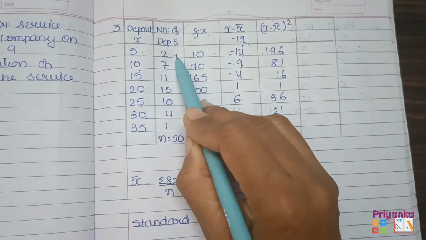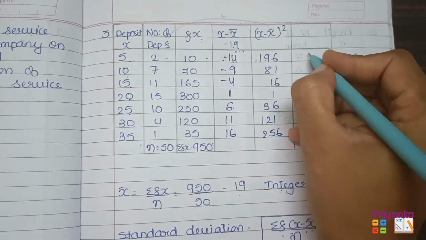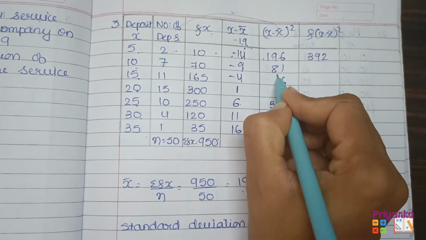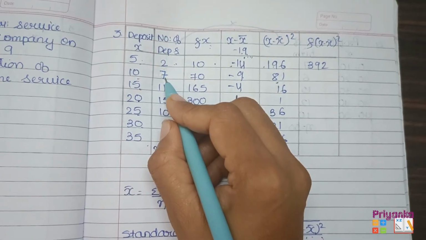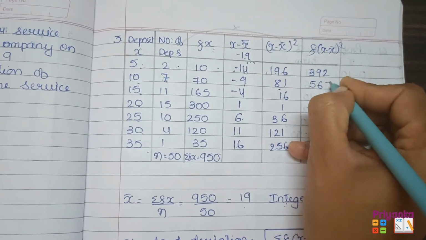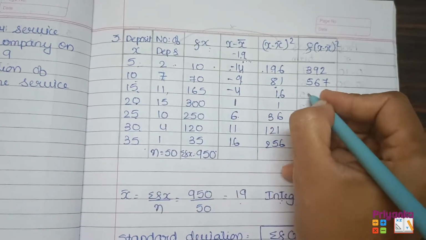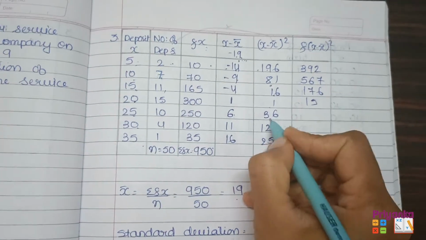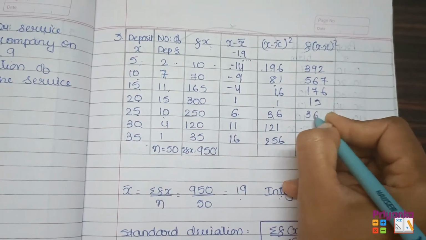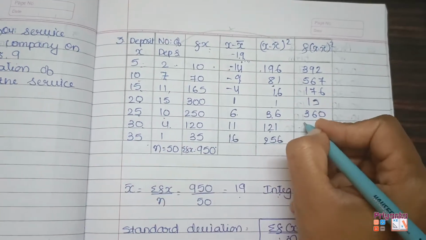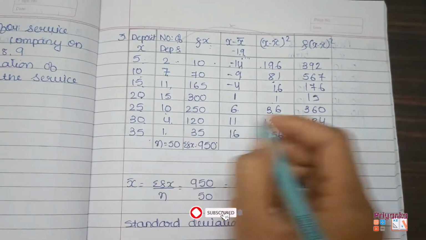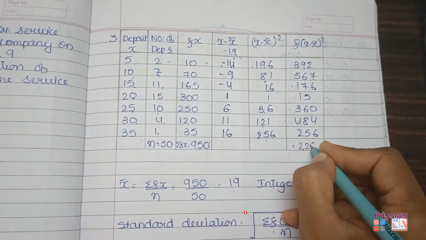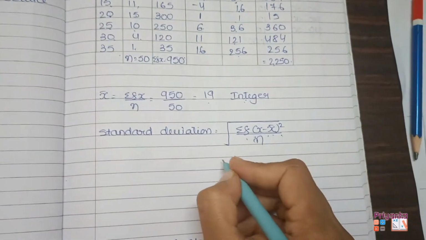196 multiplied by 2. Here you will get 392. Frequency times x minus x bar whole square. 81 multiplied by 7. Here you will get 567. 16 into 11, 176. 1 into 15, 15. 36 into 10, 360. 121 multiplied by 4, 484. 256 into 1, that is 256. And the total of this column comes to 2250. Now let's take all the information in the formula.